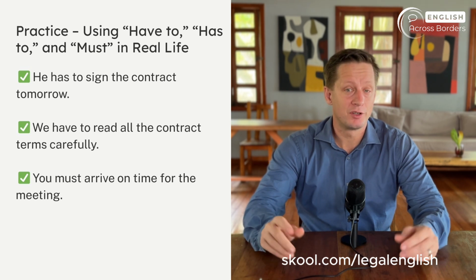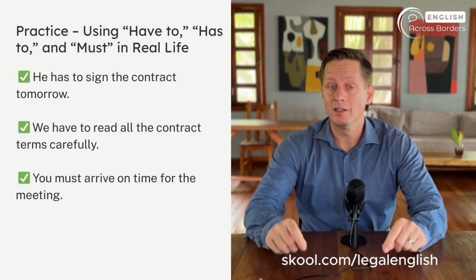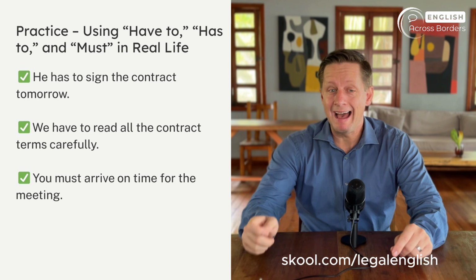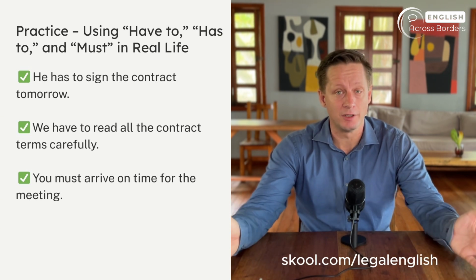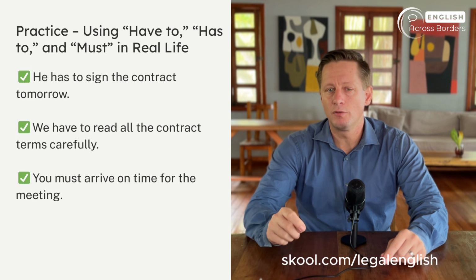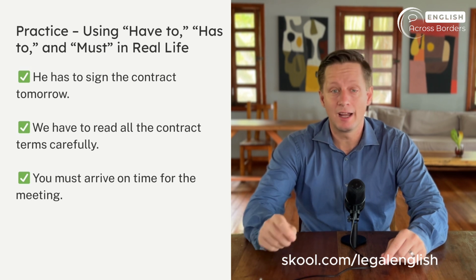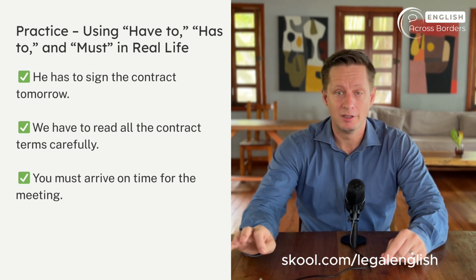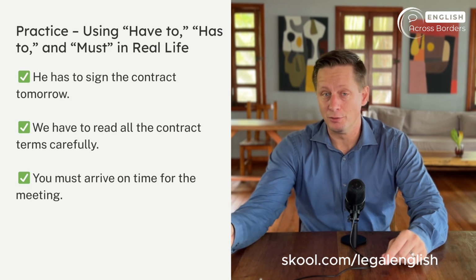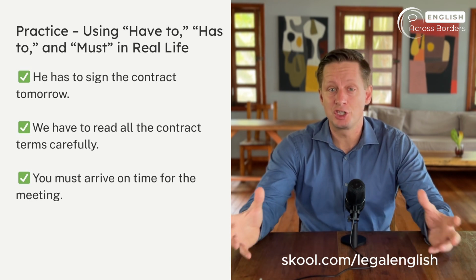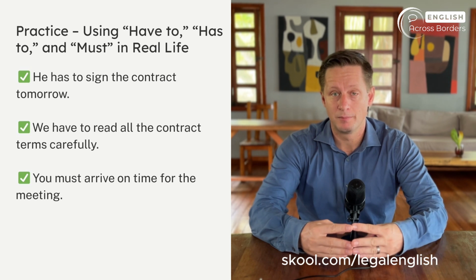Now, picture a team meeting. The legal assistant says we have to read the contract terms carefully. It's important to avoid mistakes, so reading carefully is not optional. Here, we uses have to, and the sentence shows a shared responsibility.